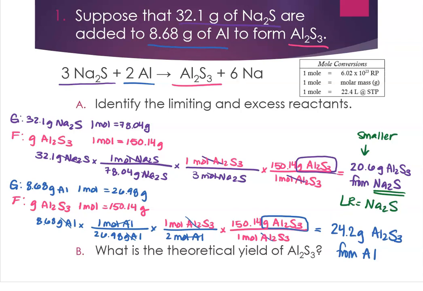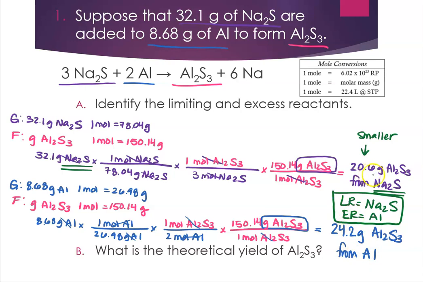This is where people make the most mistakes because we look at the smaller number and we say, okay, the limiting reactant is the smaller number. The limiting reactant is not a value, it's a substance. So it's the substance that gave us the smaller number. So we got the smaller number because we reacted 32.1 grams of Na2S. So that's why Na2S is the limiting reactant, which means that Al is going to be my excess reactant because I have Al left over.